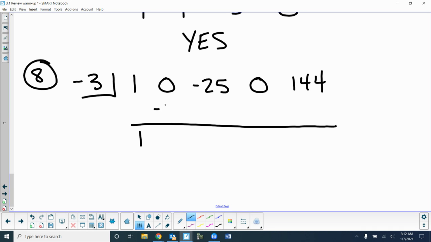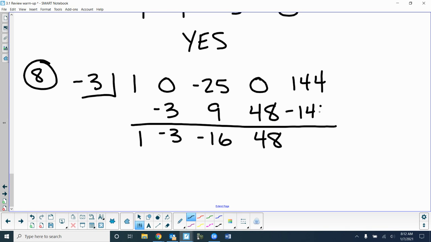Negative 3 times 1, add. Negative 3 times negative 3. Add. Negative 3 times negative 16 is positive 48. Negative 3 times 48 is a negative 144. So this is also a yes. Will they all be yeses tomorrow? I doubt it. Okay. So again, if you do not get a 0 there, just say no, it's not a factor.